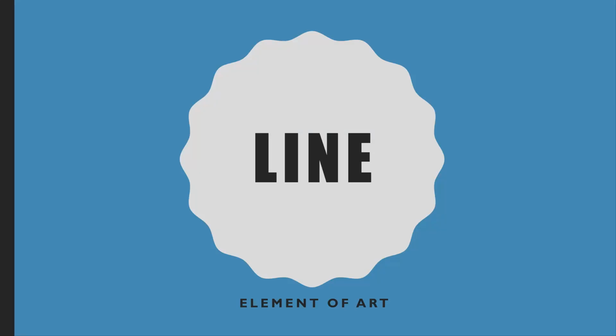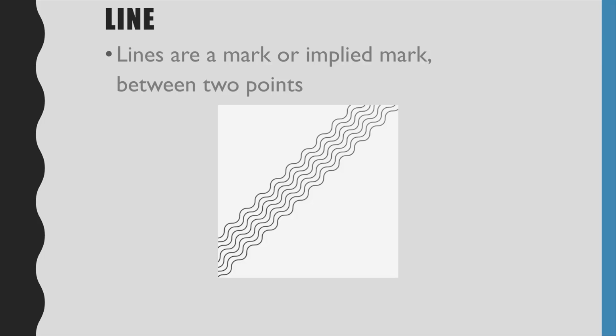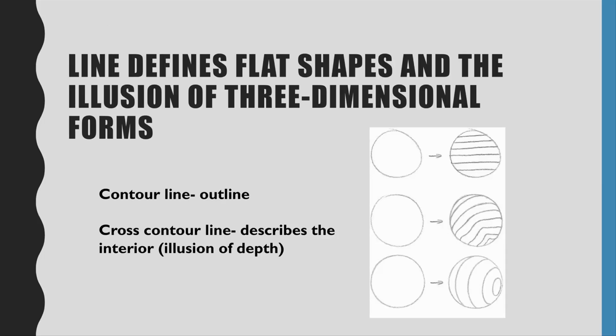Okay, so the element of line. For time's sake, I'm going to kind of restrict which slides we go on, but please, I encourage you to look on the PowerPoint separately and read along in your textbook. So for line, it's a mark or implied mark between 2 points. There's contour and cross contour.